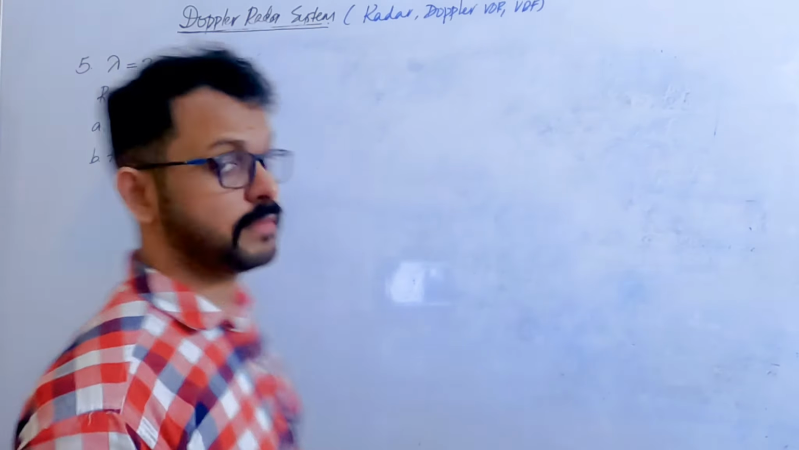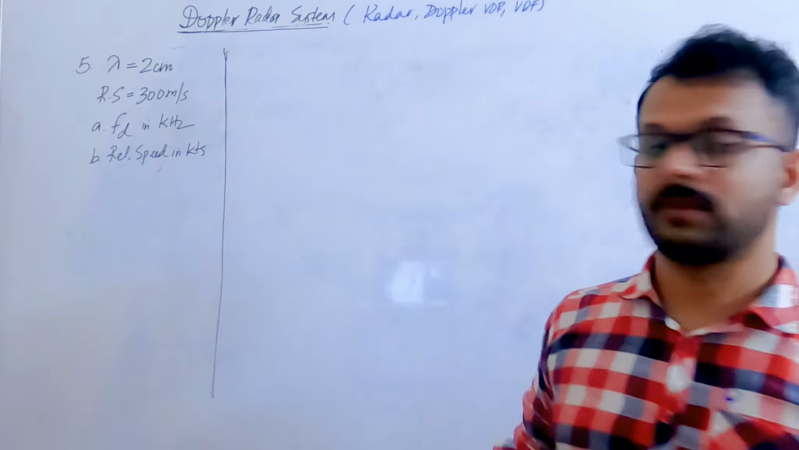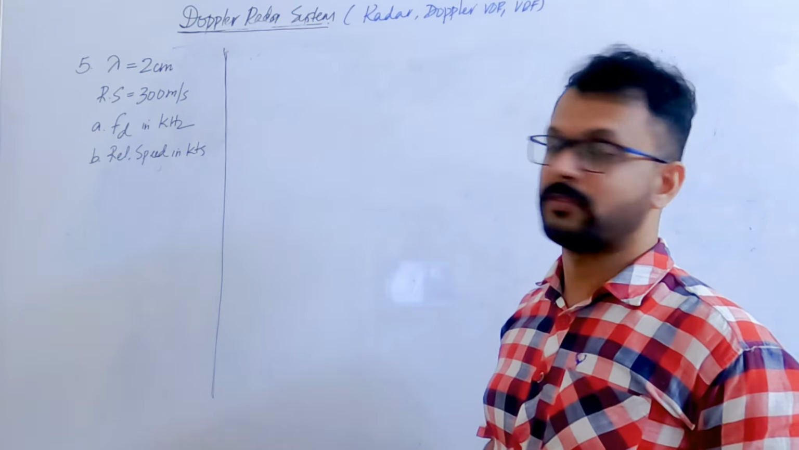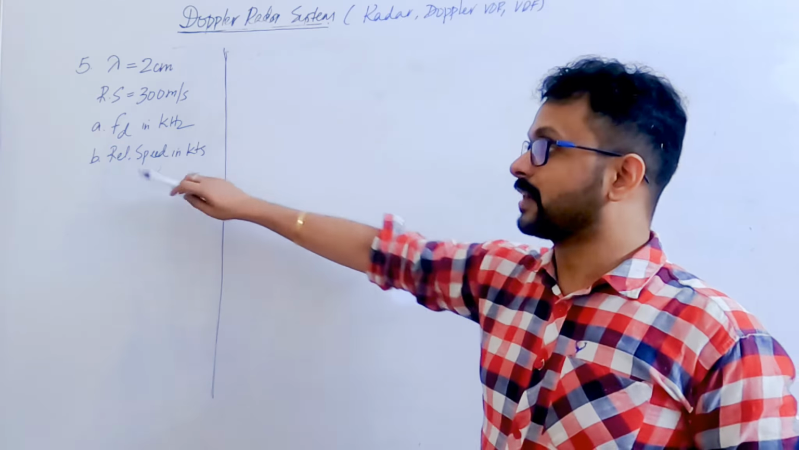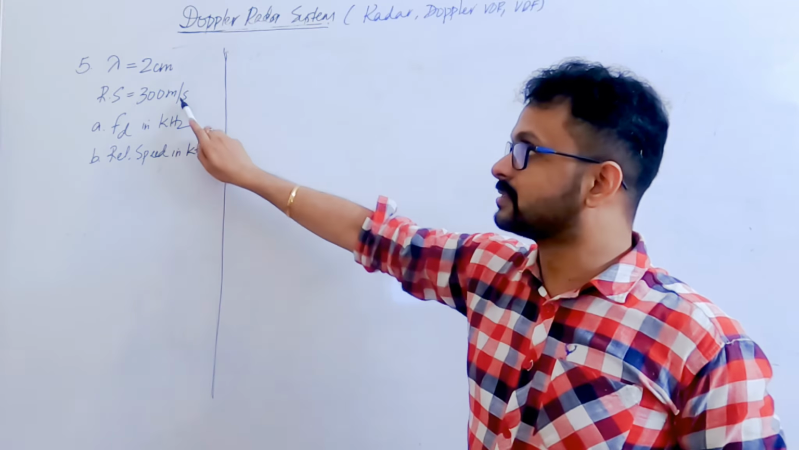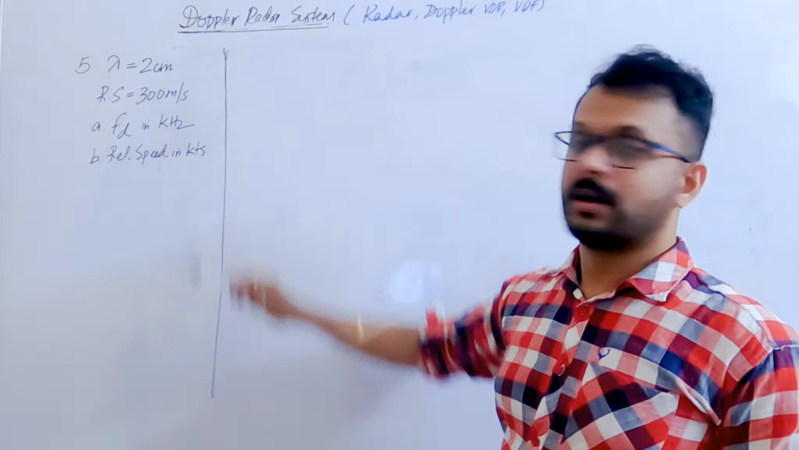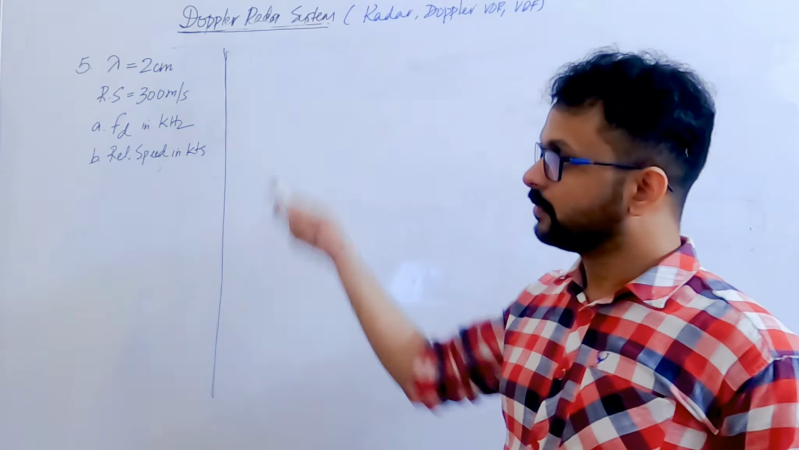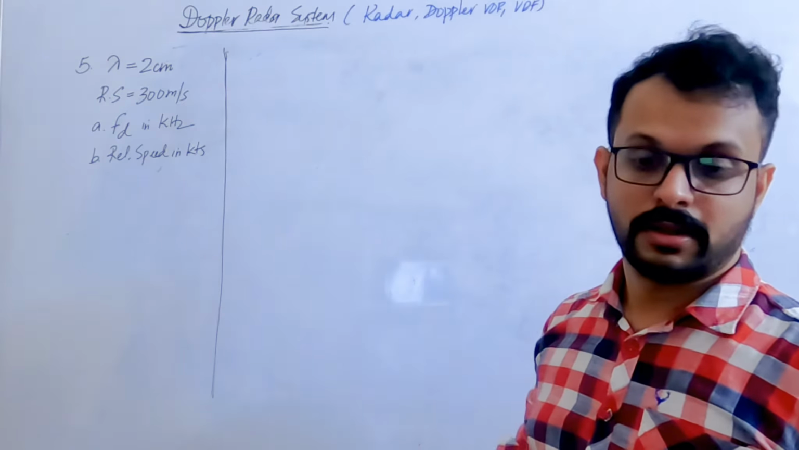So here you're given a wavelength of 2 centimeter transmission wavelength, and you're given the relative speed is 300 meters per second. You're asked to find out frequency shift in kilohertz. The second part is relative speed in knots. It is a simple conversion from 300 meters per second to knots, nothing much here. The first part is asking you to find out the frequency shift.